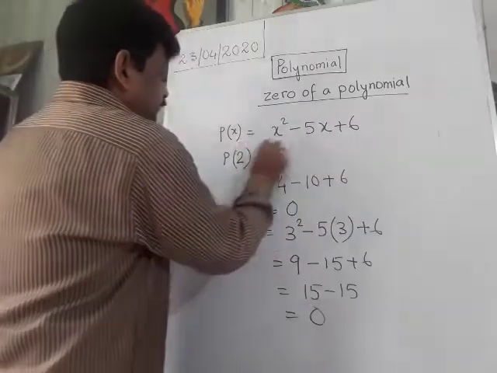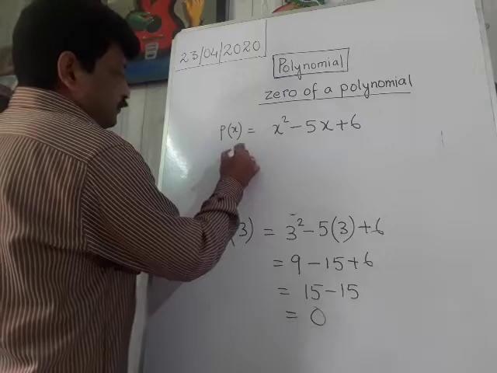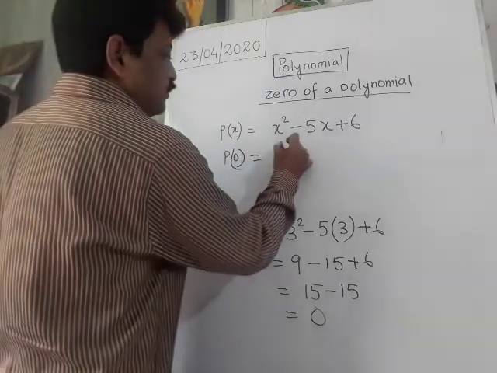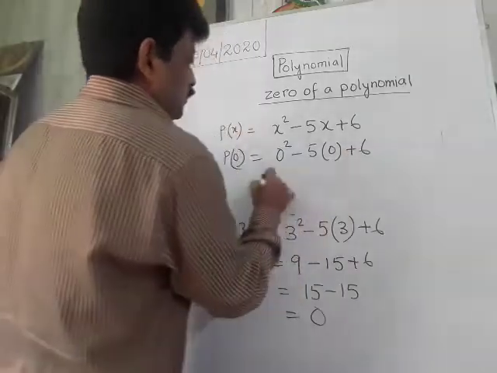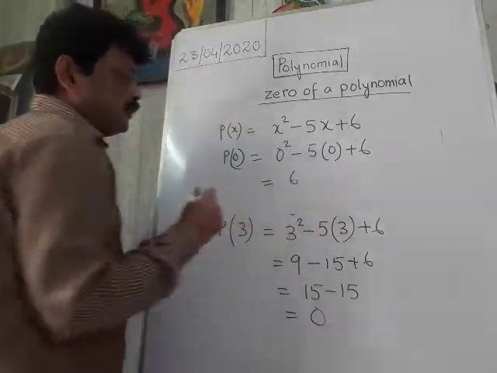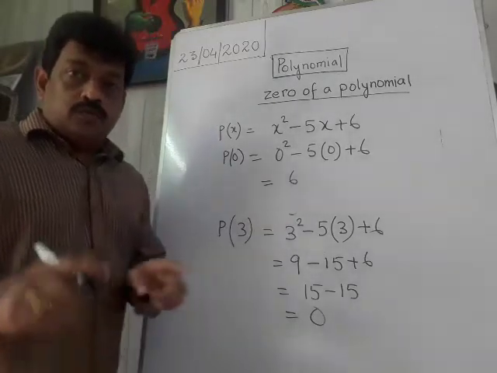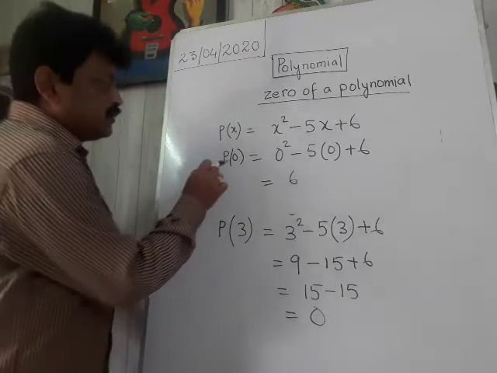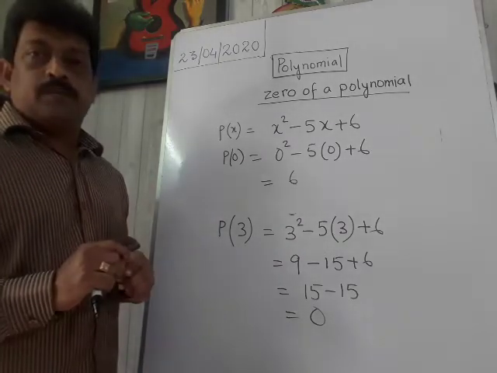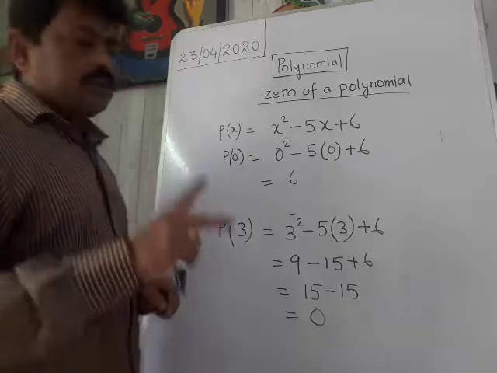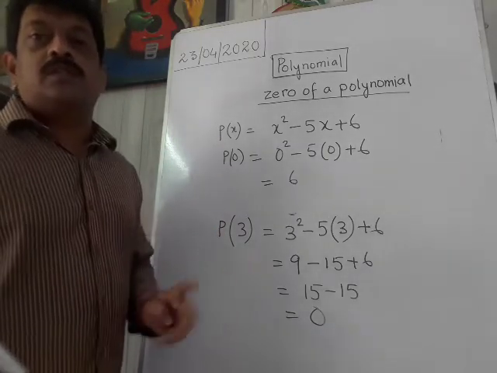Now if I put x equals 0 here, it will be 0 square minus 5 into 0, plus 6, so this will be 6. So when I am replacing x with 0, we are not getting 0. So we can say that 0 is not a zero of the polynomial. This polynomial has only two zeros, that is 2 and 3, but 0 is not a zero.